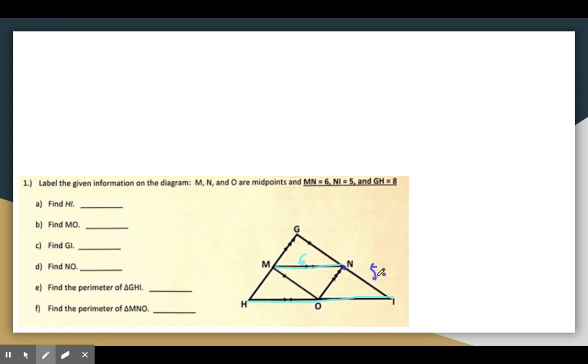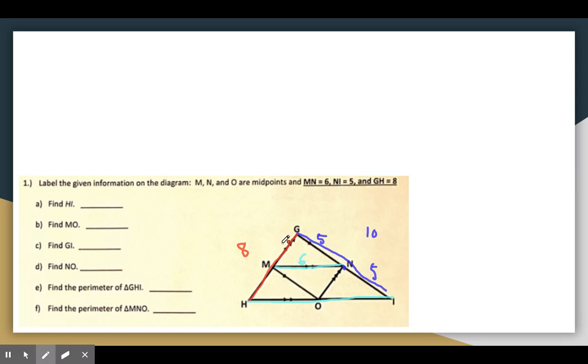So just before I even look at what we're trying to find, if I know that this little part is 5, I know that this part over here is 5, which means I know that the whole thing is going to be 10. But again, I don't even know what we're being asked to find, but just getting things done here. And then GH, that's this whole line right here. The whole line here is 8.